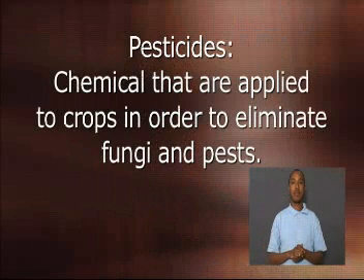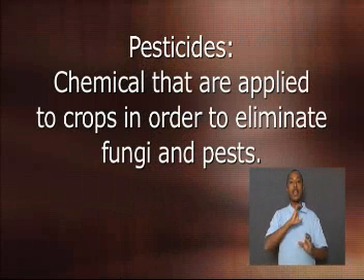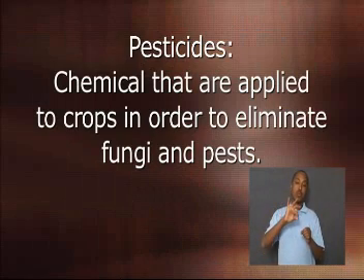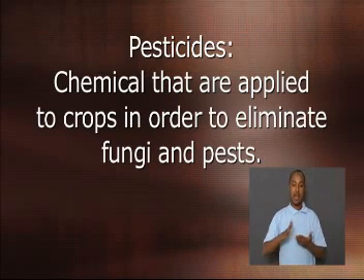Pesticides are chemicals that are applied to crops in order to eliminate fungi and pests. If not for the pesticides, fungi and pests could reduce crop yields or destroy them altogether. Most pesticides that are used are made up of organic compounds. However, there are some inorganic substances that are used.